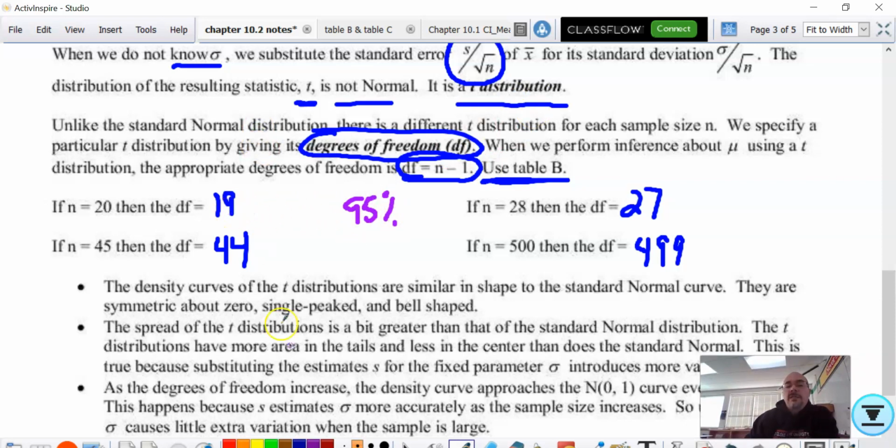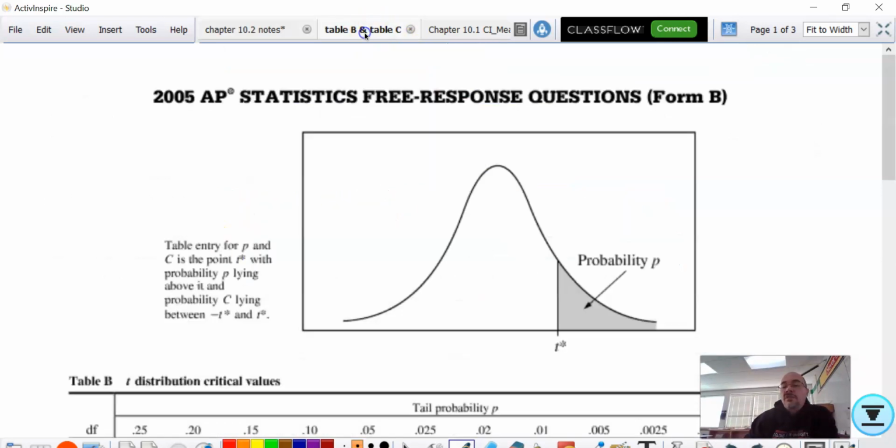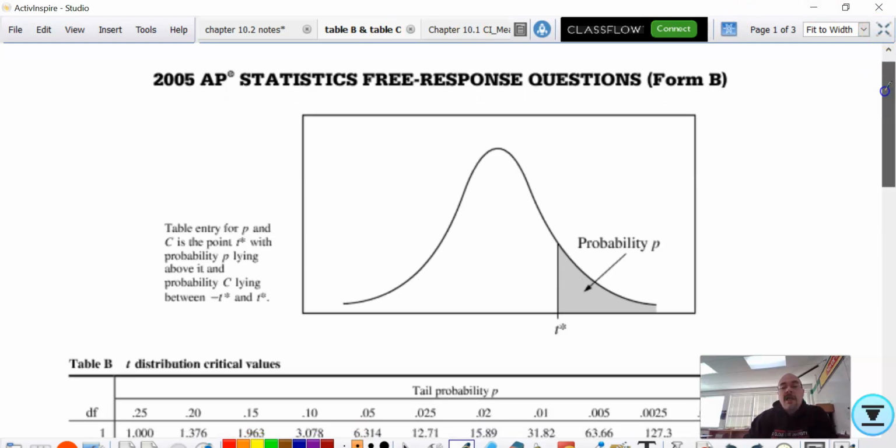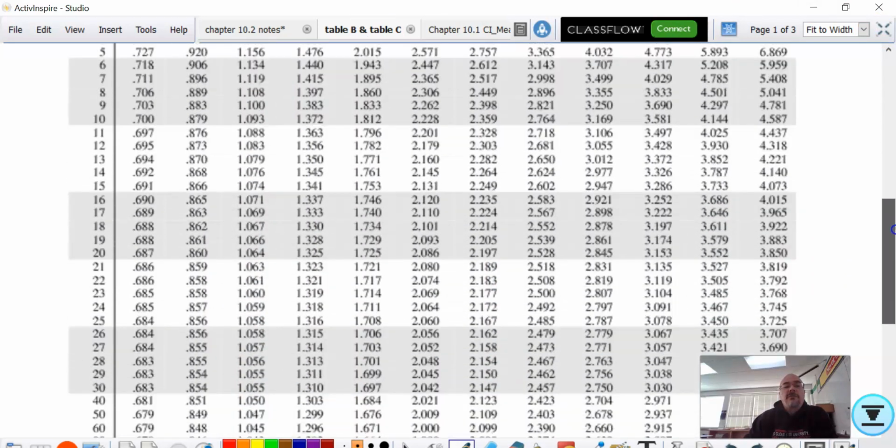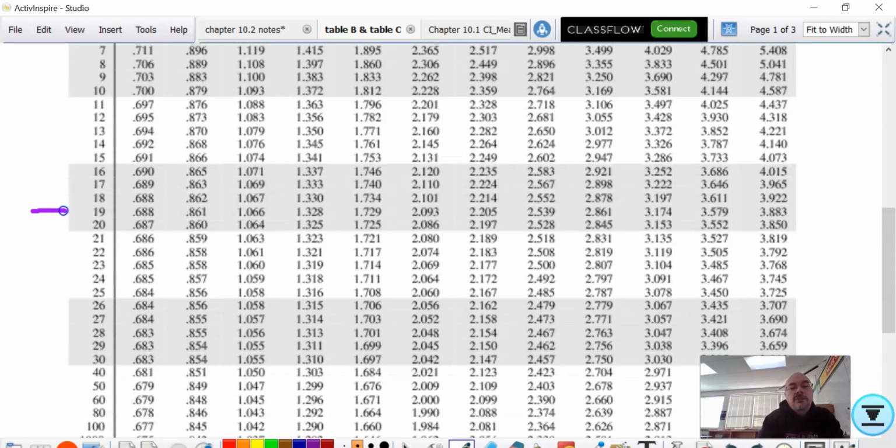I've got 19 degrees of freedom. So this is Table B. Table B is in the back of your book. You can also print this, okay? So if I go to 19 degrees of freedom, that's right here, ladies and gentlemen.